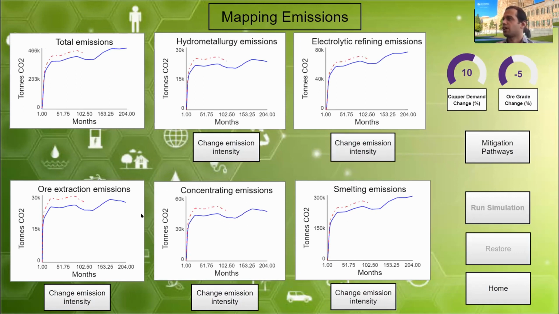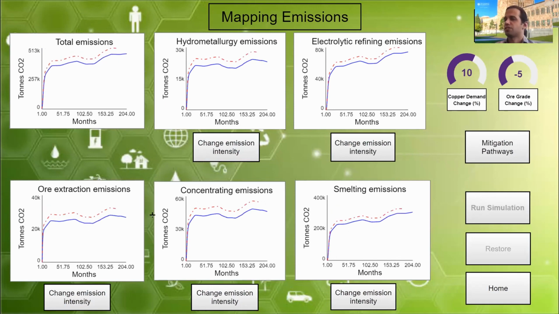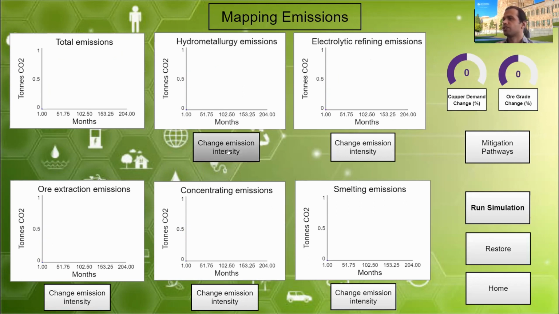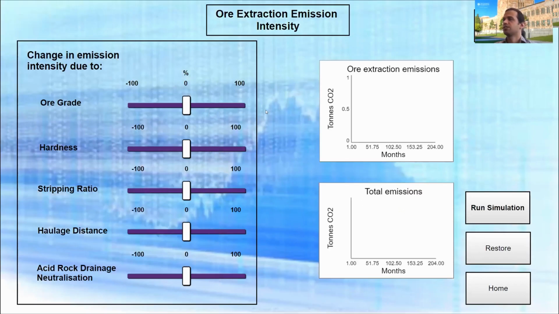simulation shows how the emissions change in each stage of the operation, and how they all reflect in the total emissions. We can also change the emission intensity in different parts of the operation. Let's have a look at the ore extraction here. There are several variables which we have included, which we can change to see their effect on the emission intensity in the operation, and their overall effect on the emissions, both at that part of the operation, in this case extraction, versus the total emissions.